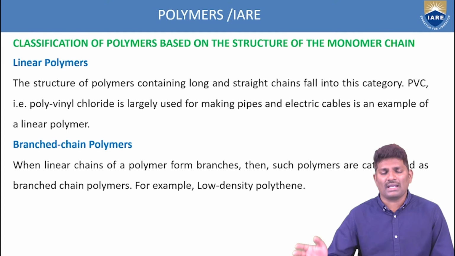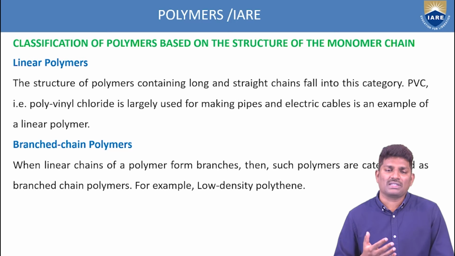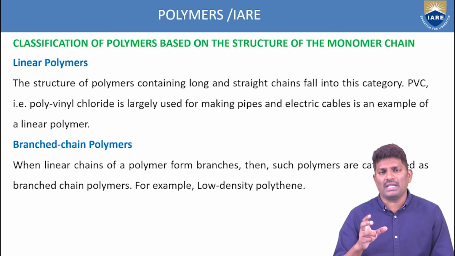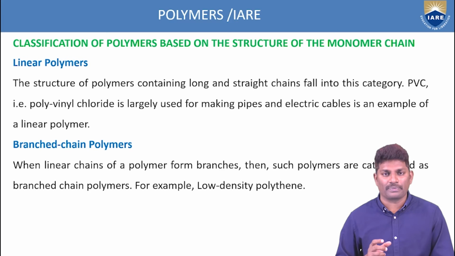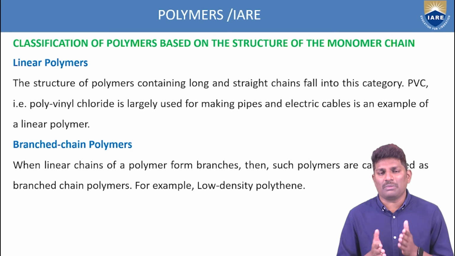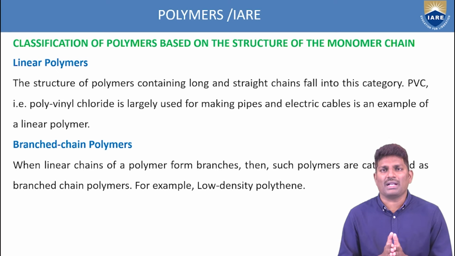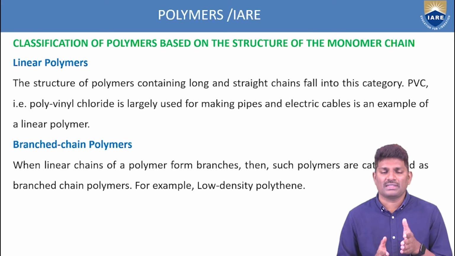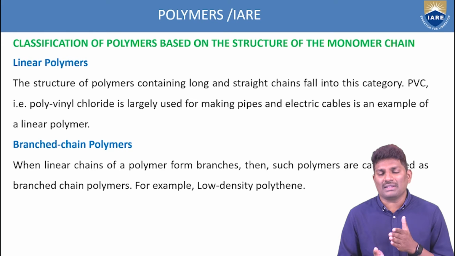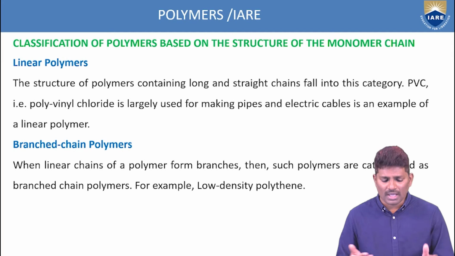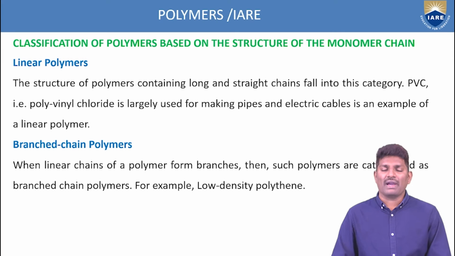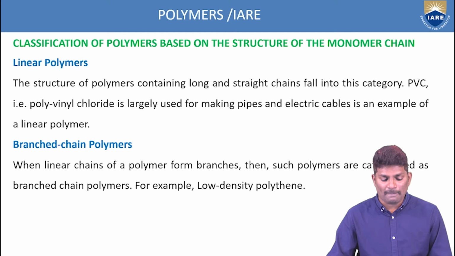Now coming to the second category, depending upon the structure of the monomer chain. How the structure of the chain varies, whether it is linear, branched or crosslinked. Depending upon these three, we classify them. So what does linear mean? If the structure of the polymer contains a long and straight chain, those polymers come under the linear category. PVC is one of the best examples of a linear polymer. The PVC pipes you use in water tanks or household applications all come under the linear polymers.